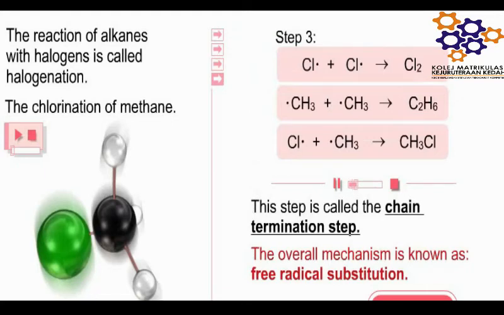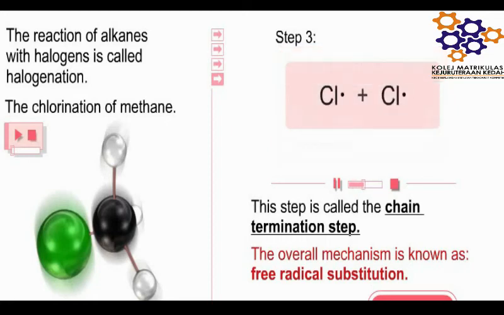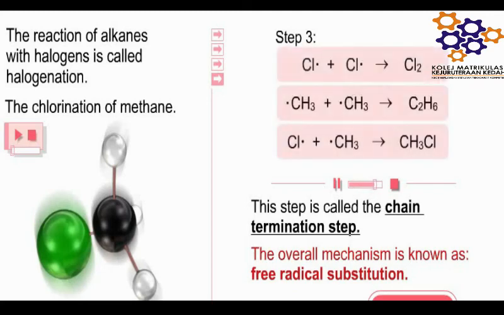Radicals can also combine with each other to bring the chain to an end. There are three possibilities for ending the chain reaction. Two chlorine atoms combine, two methyl radicals combine, or a chlorine atom combines with a methyl radical to form methyl chloride. This step in the reaction mechanism is called the chain termination step, and the overall mechanism is known as free radical substitution.